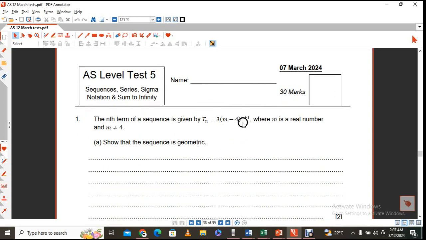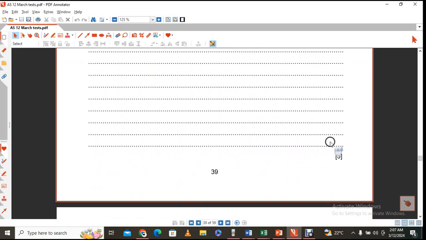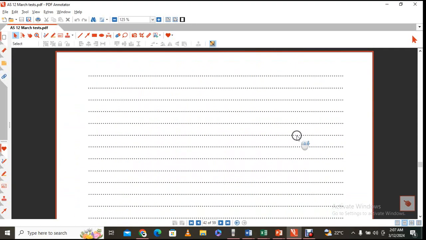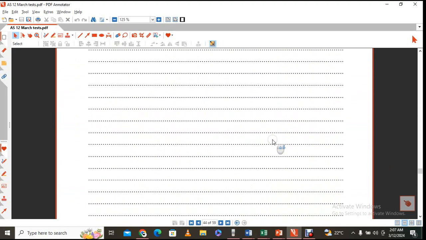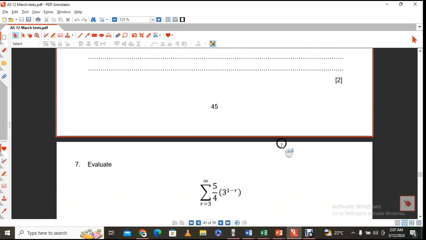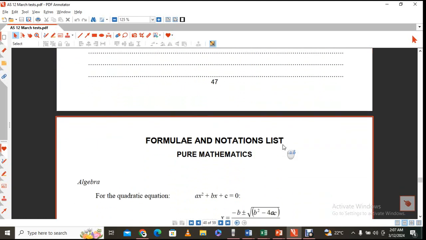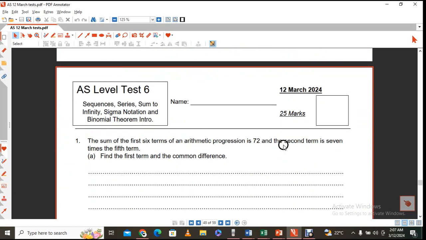Some of these questions, you will see this question was in last year's question paper. I'm going to explain that tomorrow. There's just the reason why I sort of give a follow-up test, which is written today, because I was not quite happy with the outcome of that first test. So this is a follow-up test that I'm going to explain first, and then tomorrow I'm going to do the test 5. So test 6 is also questions on sequences, series, sum to infinity, sigma notation, and a little introduction into the binomial theorem.